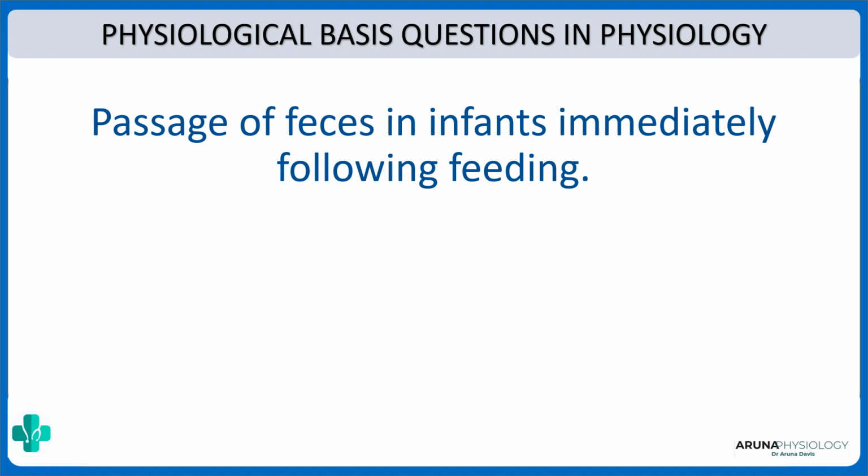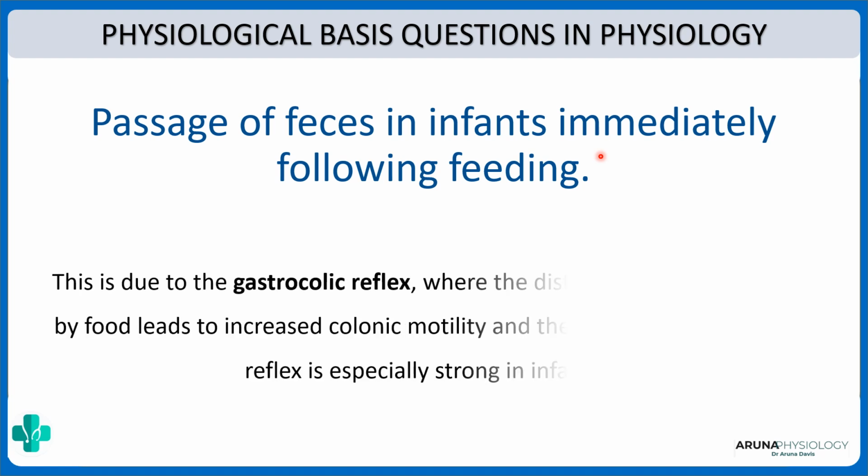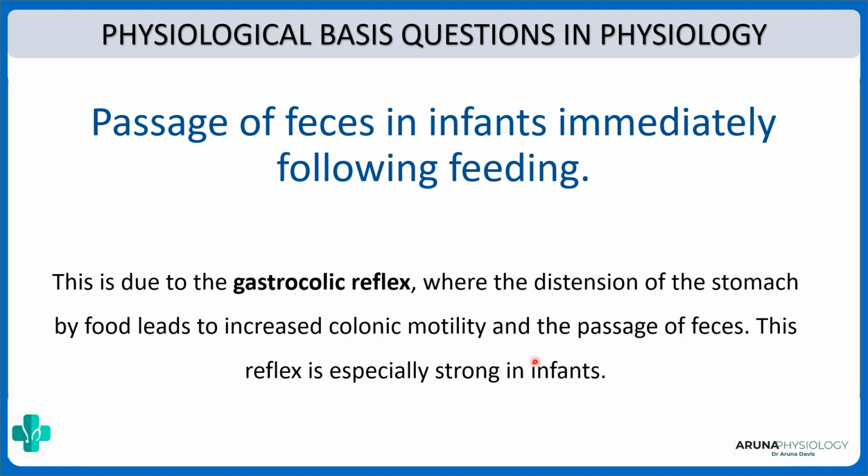Another important question is, why is there passage of feces in infants immediately following feeding? See, in kids we see that as soon as they have food, there will be immediate defecation. Now this is because of a reflex called the gastrocolic reflex, in which the distension of the stomach by food leads to increased colonic motility and passage of feces, and this is especially strong in infants. That is why there is passage of feces immediately following feeding in infants.